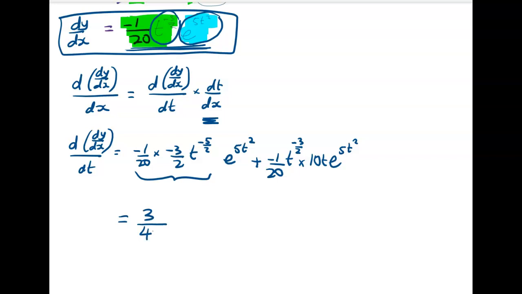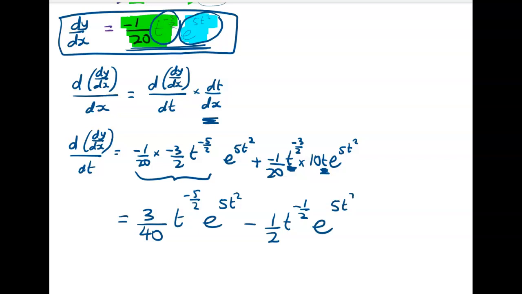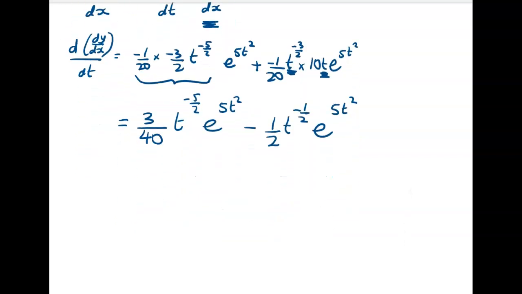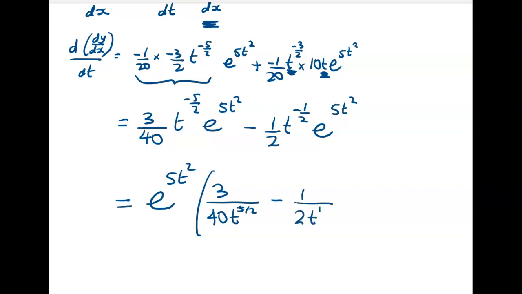We get 3/40 of t to the negative 5/2 times e to the 5t squared minus 1/2 t. I've got this t here and this one here. So adding those powers gets me t to the negative 1/2 e to the 5t squared. We know that we're setting it to 0, so we kind of should know that we're heading towards factorising. So at this stage, I'm going to take out e to the 5t squared as a common factor, and I'll have 3 over 40 t to the 5 over 2 minus 1/2 t to the 1/2.